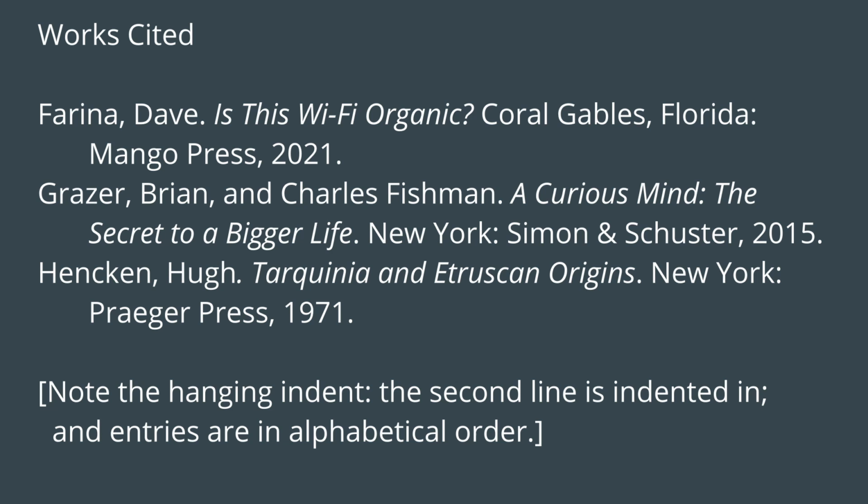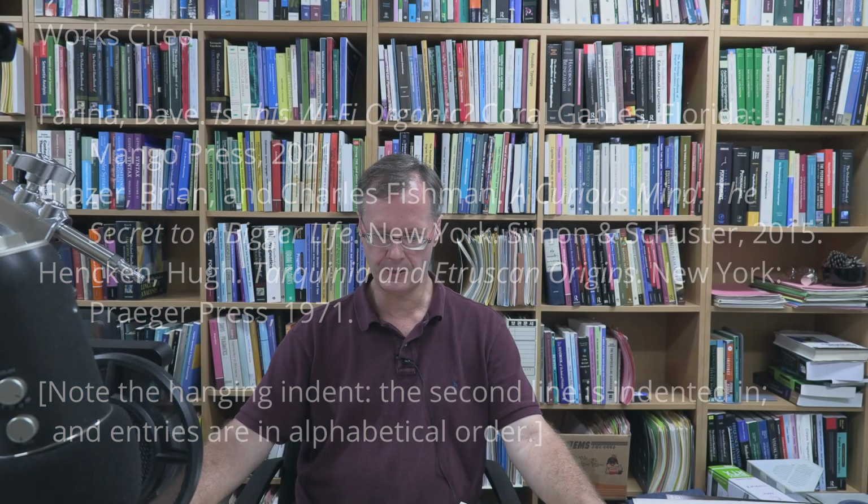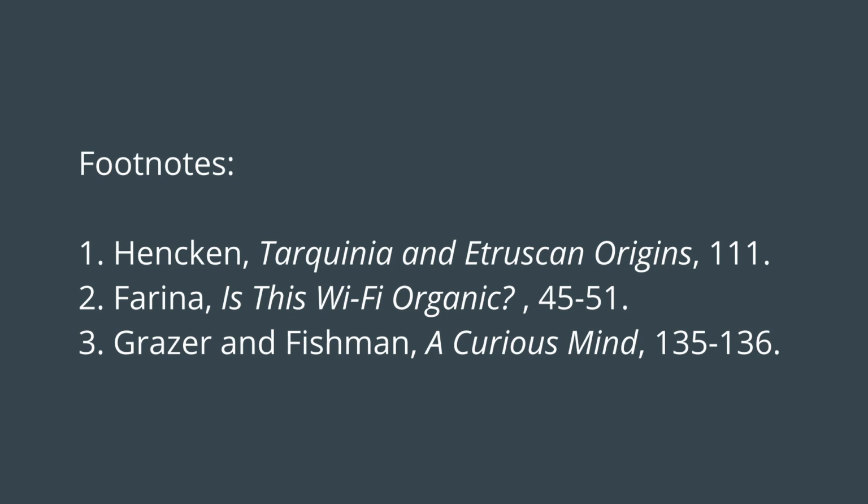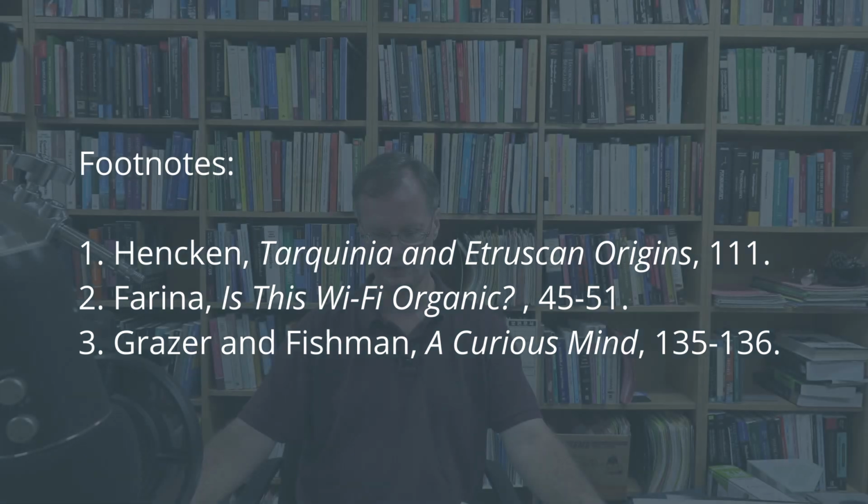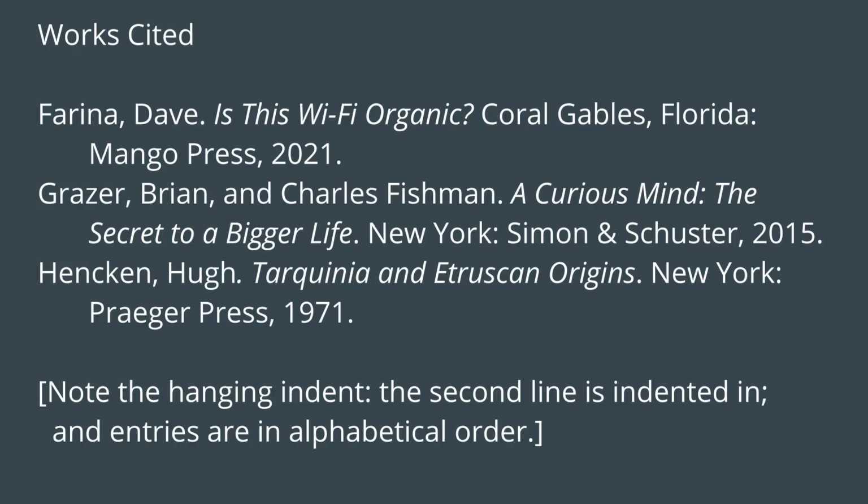Notice two things. The short footnote earlier, I didn't write the name of the whole book title. I can shorten the book title in the short footnotes. So in the short footnote, it's just Grazer Fishman, Curious Mind. I shorten the title. You can do that in Chicago short footnote style. The full title, Curious Mind, The Secret to a Bigger Life. Period. New York, Simon & Schuster is the publisher, comma, 2015. Also, then we got Hencken, Hugh, Tarquinia and Etruscan Origins.